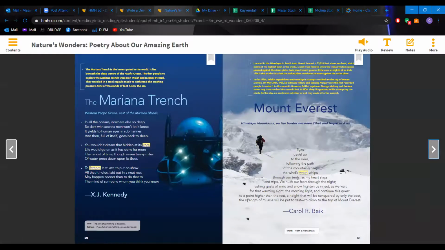We have lots of background knowledge on this one. So in my next bubble, I'm going to write Mariana Trench. Toss me out some details about the Mariana Trench. What do you guys know? It's the deepest place in the whole world. It's the deepest place in the world. What else?